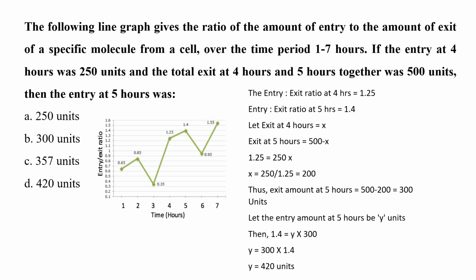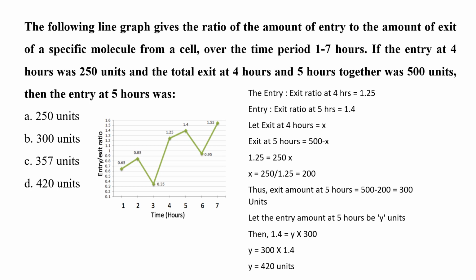The following line graph gives the ratio of the amount of entry to the amount of exit of a specific molecule from a cell over the period of time from 1 to 7 hours. If the entry at 4 hours was 250 units and the total exit at 4 and 5 hours together was 500 units, then find the entry at 5 hours. Option A 250 units, option B 300 units, option C 357 units, or option D 420 units.